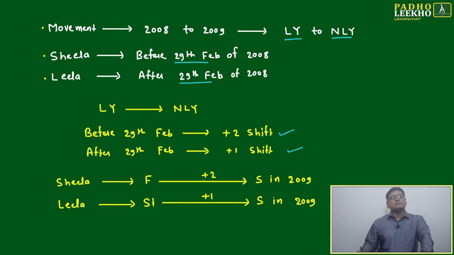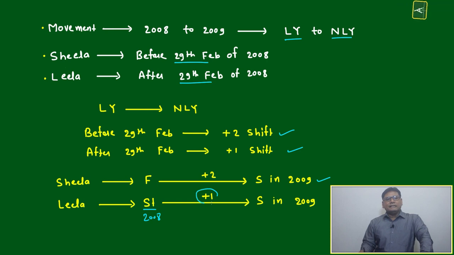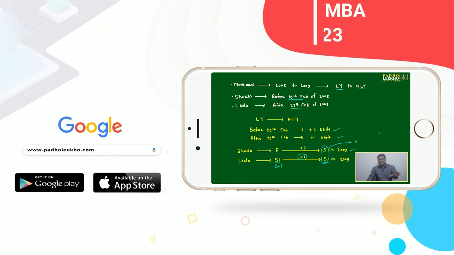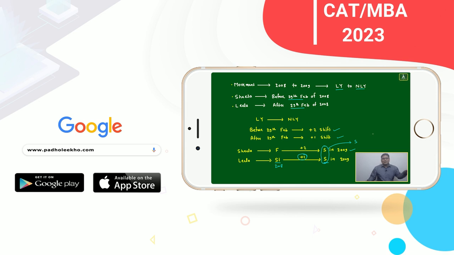After 29th February, plus 1. So Sheila, Friday plus 2, will go to Sunday in 2009. And Leela, who celebrated on Saturday in 2008, will have it increase by plus 1, and again in 2009 they will celebrate on Sunday. Means in 2009 both will celebrate on the same day, Sunday. Don't say same date. The day will be the same. The dates will be their own: one will be 8th February, one will be 8th March. But both dates will be Sunday.